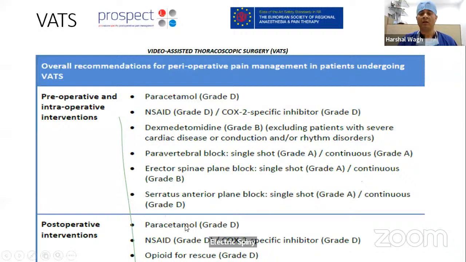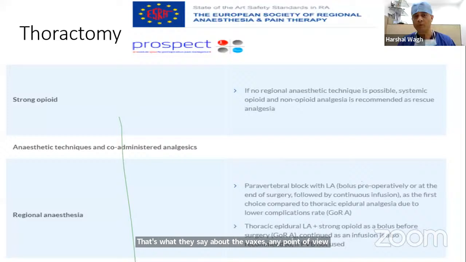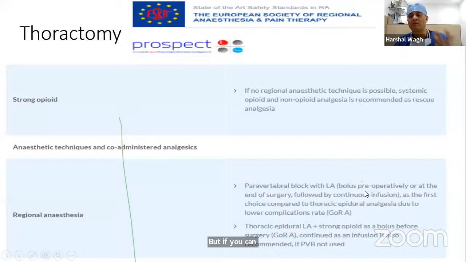For thoracotomy, which is an open surgery, they say if you can't do any regional anesthetic, obviously an opioid is great. But if you can, paravertebral block with local anesthetic done preoperatively, or if not preoperatively, at the end of the surgery, and if you can put in a catheter, is great. They recommended it over thoracic epidurals because of the complication rate.